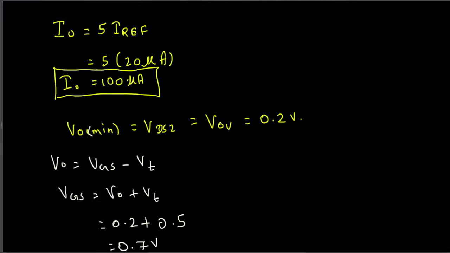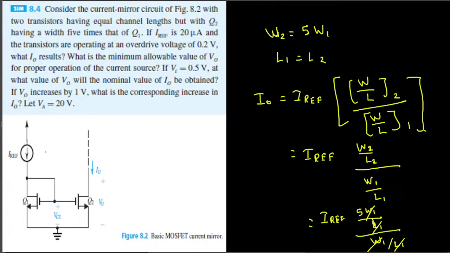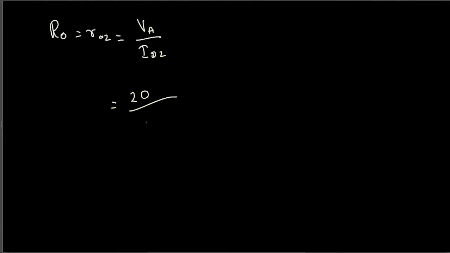The current on this side is 20 microamperes, and the width of this one is 5 times larger as mentioned in the question. So we calculate this one to be 100 microamperes. So ID2 is 100 microamperes. Put that over here and solve for RO, which becomes 200 times 10 to the power of 3, which is 200 kilo ohm resistance.